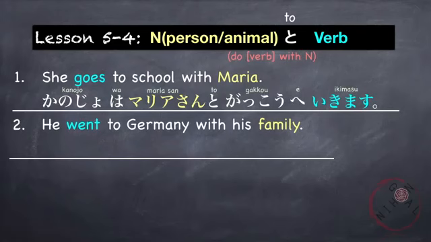Next example, he went to Germany with his family. He is kare. Kare wa, and then with his family.